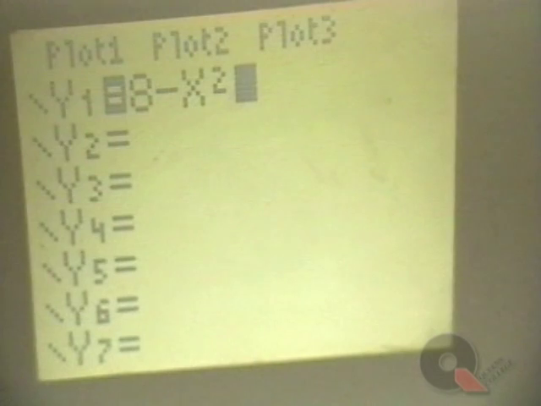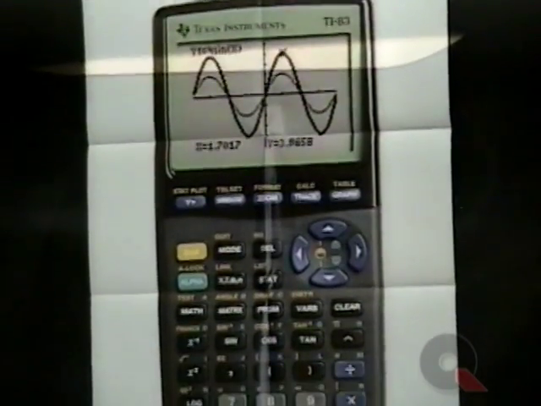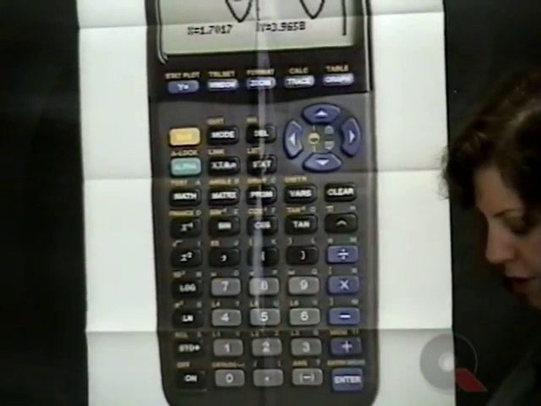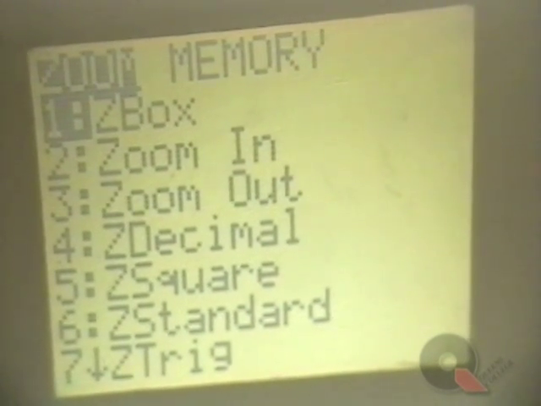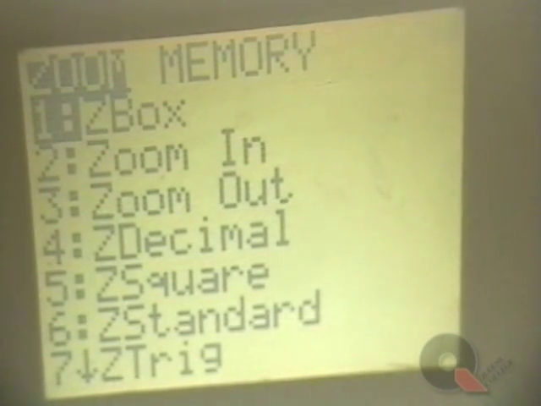Now, I want to graph this. The calculator will graph it for me, but you have to pick a viewing window. In other words, you have to tell it what portion of the x and y axes you want to see. To see the options on that, we hit zoom. If we hit the zoom button, right now I'm interested in options 4, 5, 6, and 7. These are various preset viewing windows that you can use.